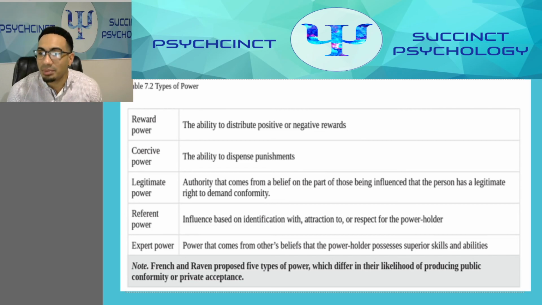So we see here in the table, we have legitimate power, which is authority that comes from a belief on the part of those being influenced that the person has a legitimate right to demand conformity. We have referent power, which is influence based on identification with, attraction to, or respect for the power holder. And then finally, we have expert power, which is power that comes from others' beliefs that the power holder possesses superior skills and abilities.